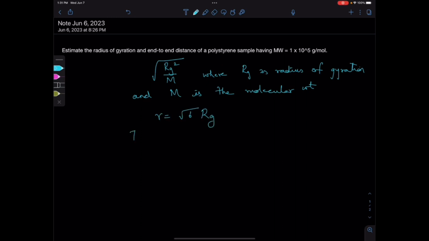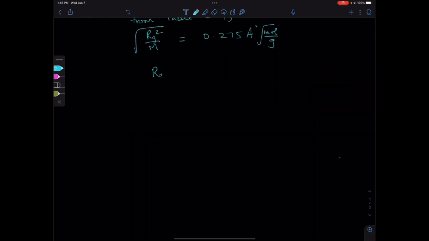From table 5.4, we have for polystyrene the square root of Rg squared over M given as 0.275 angstrom square root of mole per gram. So Rg is equal to 0.275 times square root of 1 times 10 to the power 5. That gives us 87 angstrom.